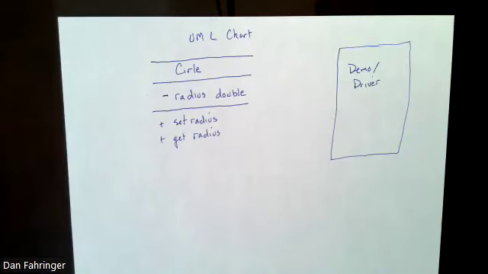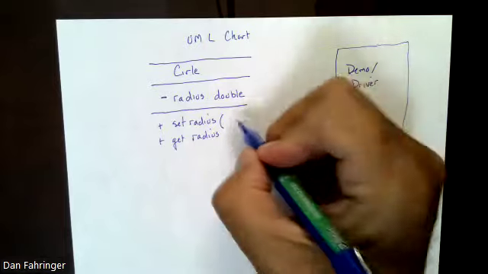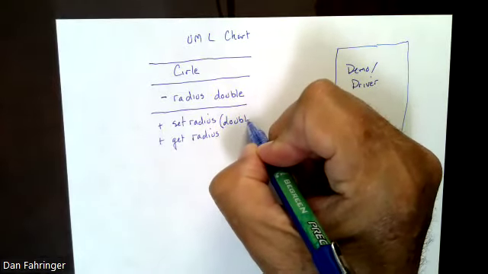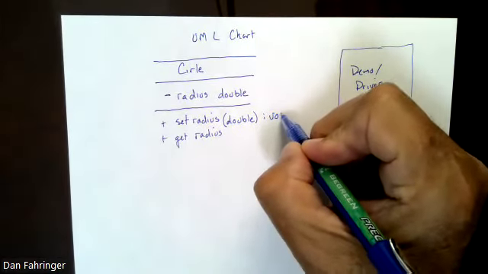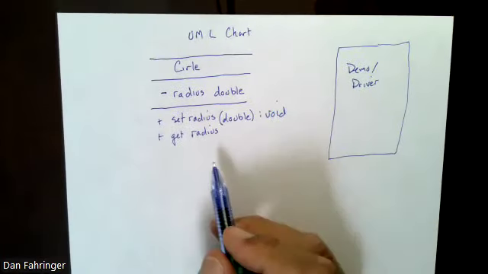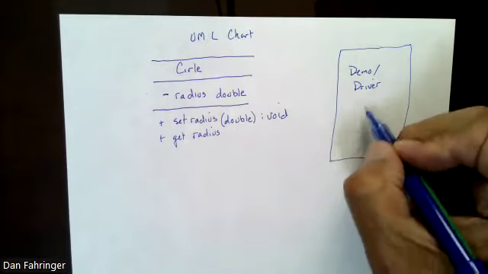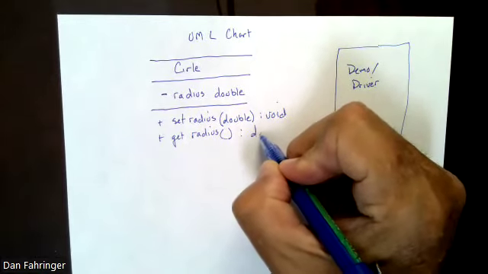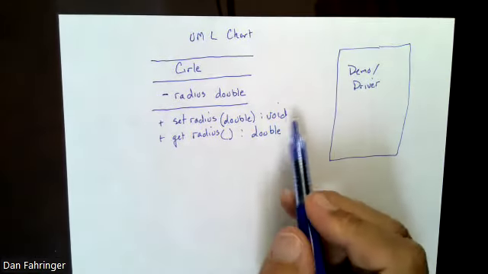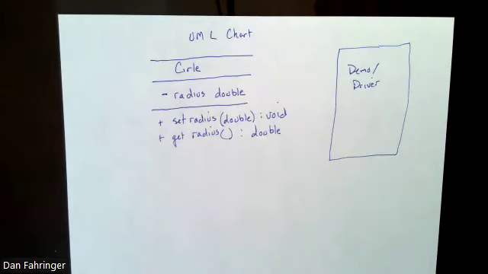Now, this set radius, what type of method is it going to be? Is this a void method or a value returning? It's a void method, right? Am I sending something over? Yeah, I'm going to be sending the radius in. And I'm just making some notes for myself. This is a void method. Get radius, when I call get radius over here, I'm not sending anything in, but I'm going to be returning a double.